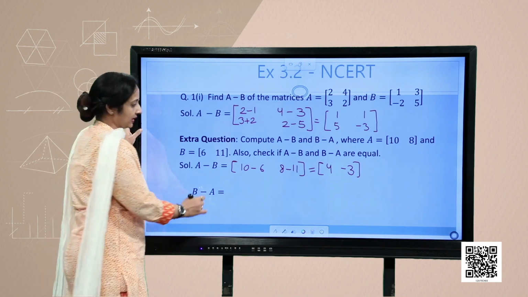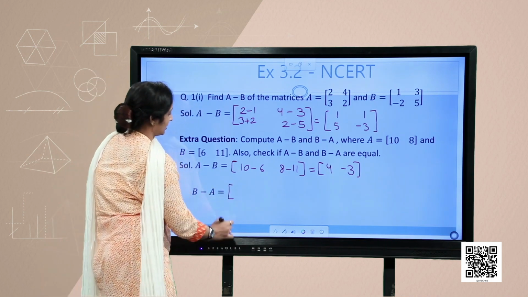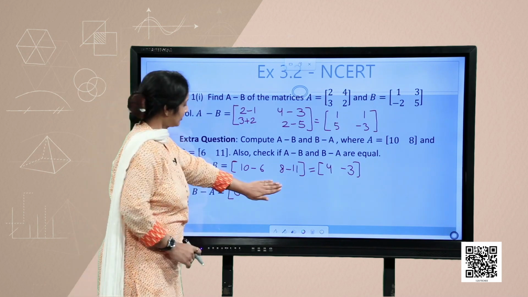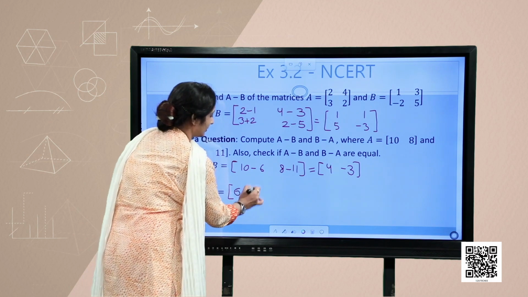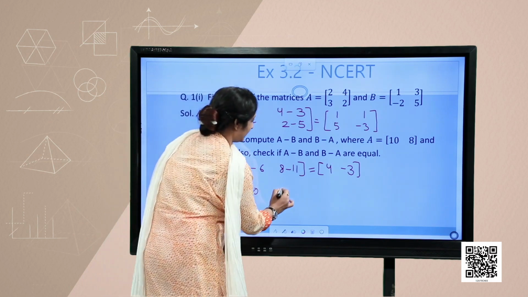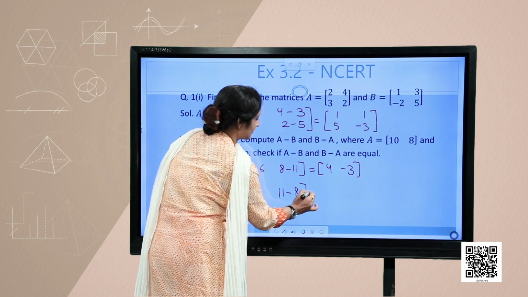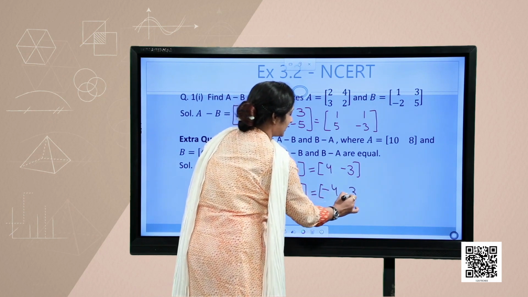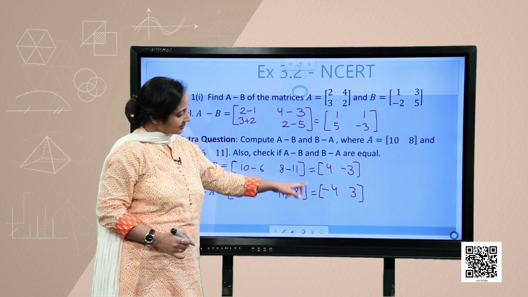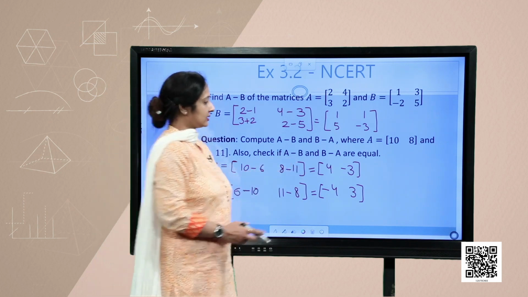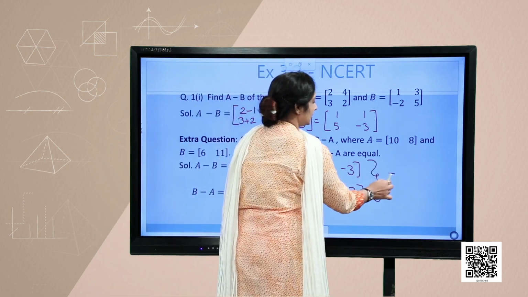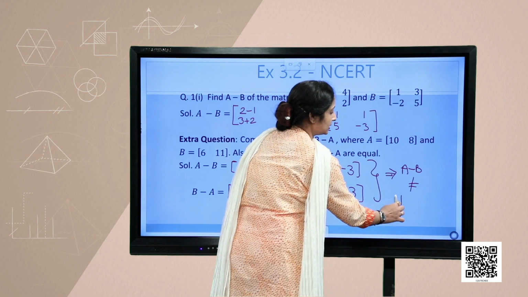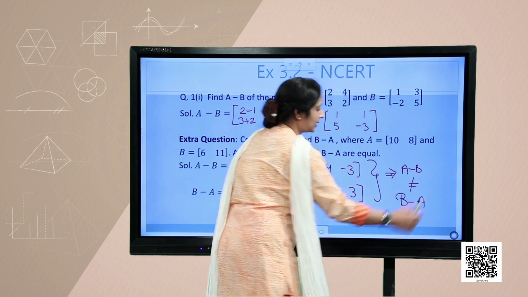For the next matrix B minus A, now consider B at the first place, that means 6 minus 10 and the second element will become 11 minus 8. So, this is giving me the answer as minus 4 and 3. What do you think? The answers are same or different? Answers are not same. That means we can conclude that A minus B is not equal to B minus A.